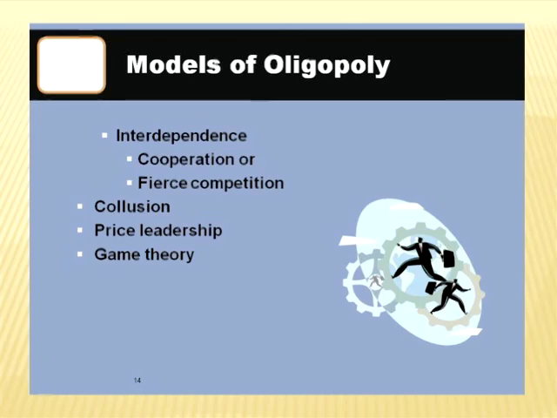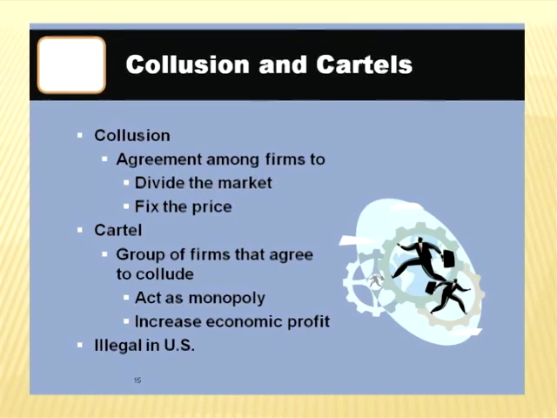It's also entirely possible that they might collude, which is a cooperative interdependence structure, or more tacitly do price leadership. And finally, one way of explaining or modeling oligopolies is known as game theory, and I'll give you a little flavor for that and then we'll leave it be.